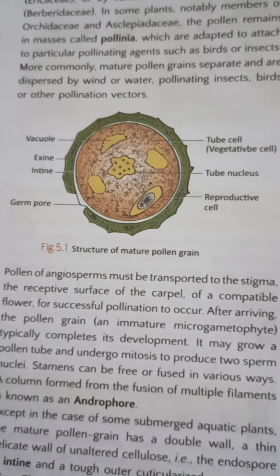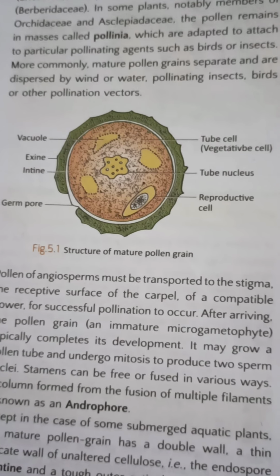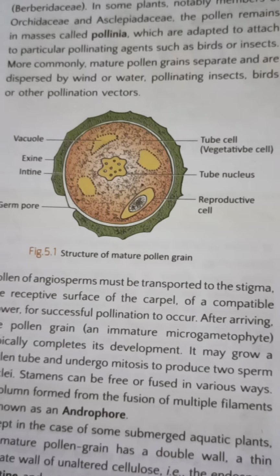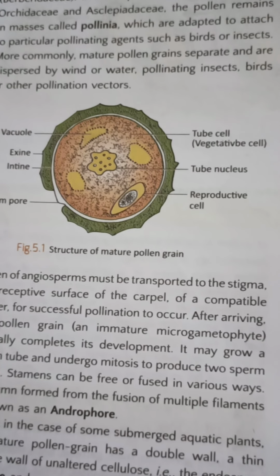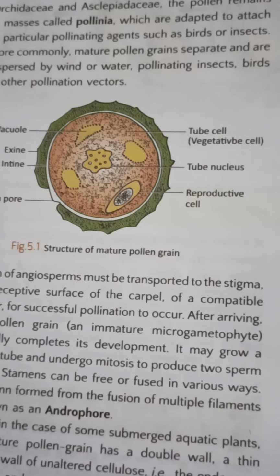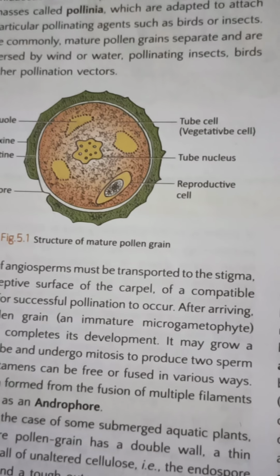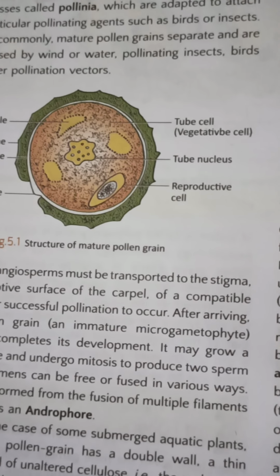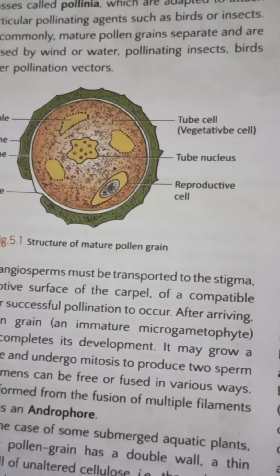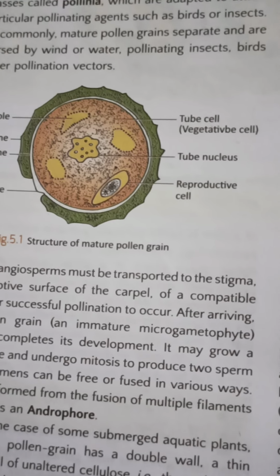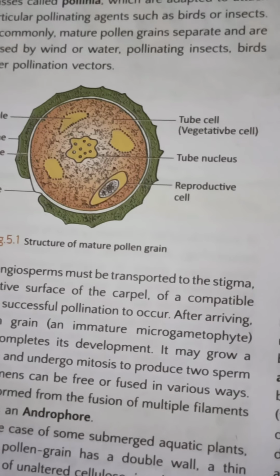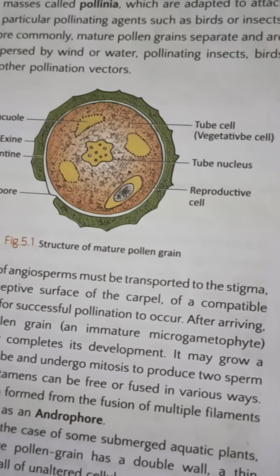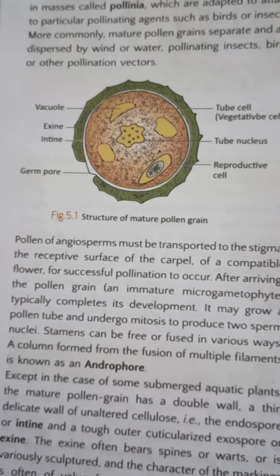Last day, we discussed fertilization, which occurs in plants also, and we discussed pollination, its types, that means self-pollination, cross-pollination, advantages and disadvantages of self-pollination, advantages and disadvantages of cross-pollination, and how nature favors self-pollination and cross-pollination. Today we will discuss fertilization.